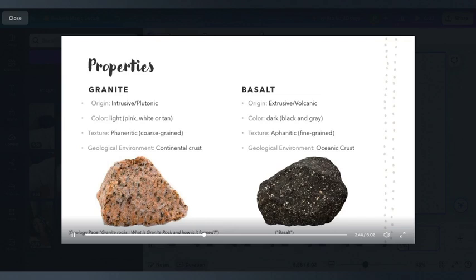Basalt, on the other hand, is the complete opposite. For starters, it's an extrusive rock. Next, its colors tend to be dark, usually black and gray. Its texture is aphanitic, or fine-grained, and its geological environment is usually found in oceanic crust.